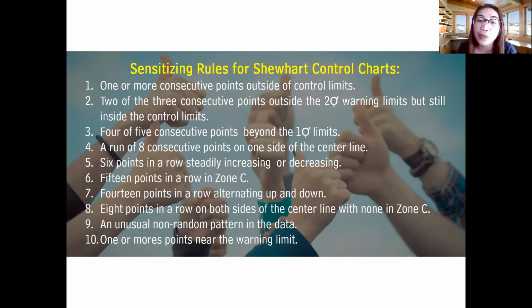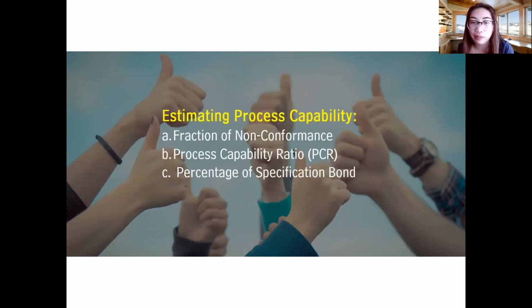8 points in a row on both sides of the center line with none in zone C. So, tanan, wala gyud ni reach sa zone C, that's still an incapable data, incapable process. An unusual non-random pattern in the data, and one or more points duol na gyud sa warning limit, almost getting out now of your control limits.